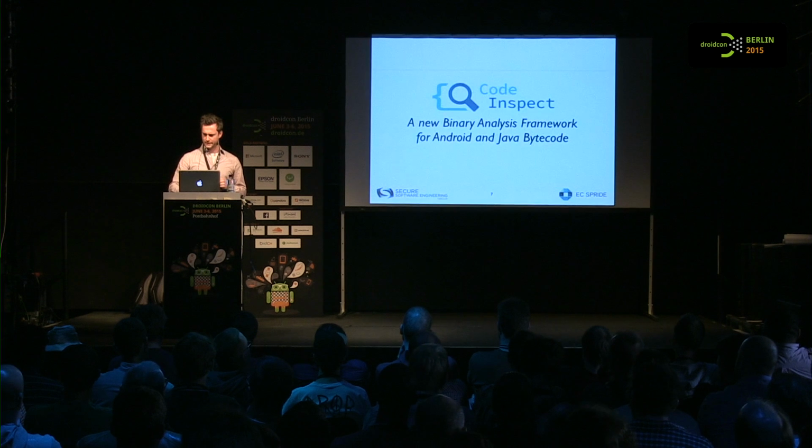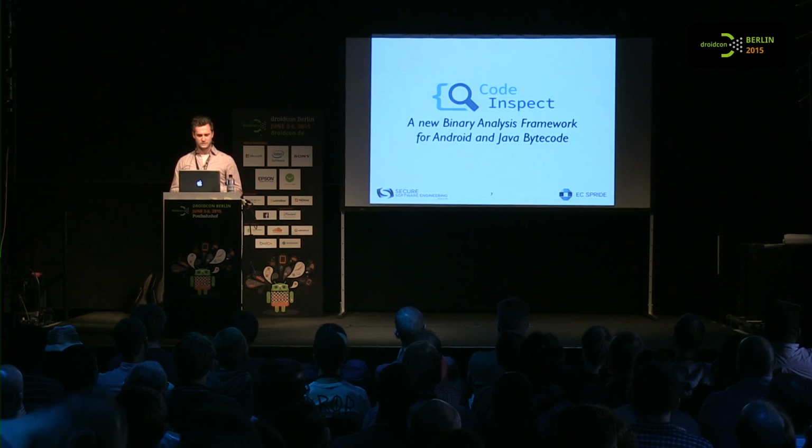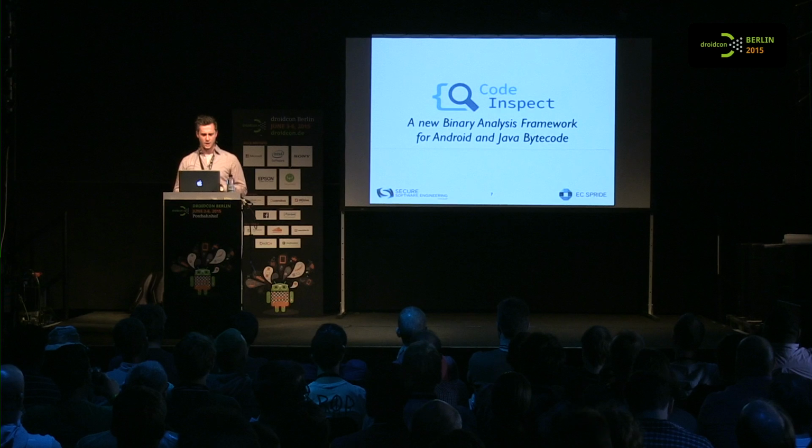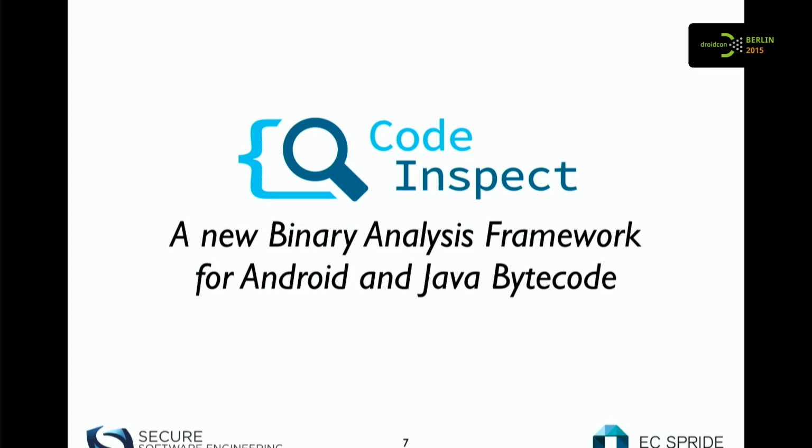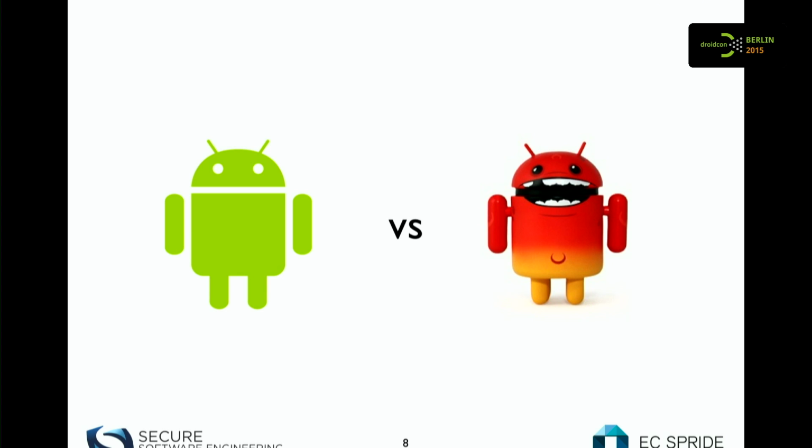And still, I ask myself, is it still easy to dismantle the app, even if you apply an obfuscation technique such as DexGuard, for instance? And this is where our tool comes into play, the CodeInspect. This is a new binary analysis framework for Android and Java bytecode, so at the bytecode level. And yeah, it's basically a reverse engineering framework, which I will introduce now. Good, so before doing so we have to differentiate between the good and the bad guys.